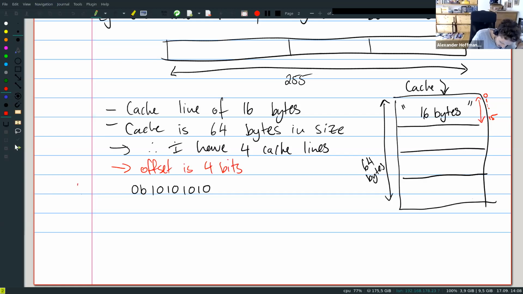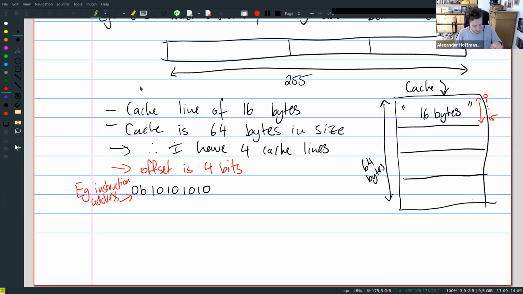Now, this is my example instruction address. My program wants to run this instruction at this address in my main memory. When I compiled my program, the next instruction is currently at this address in main memory. So we know I have 4 bits for the offset. So this is the offset.